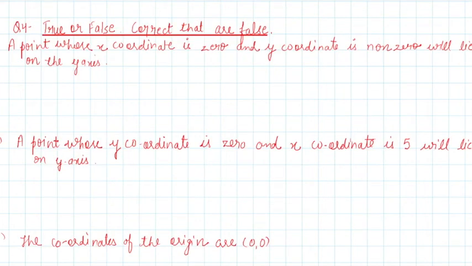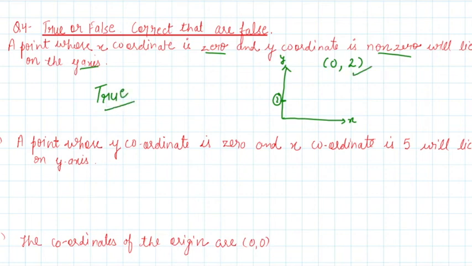And if there is any statement which is wrong or false, we have to write the correct version for that. So first is: a point whose x coordinate is 0 and y coordinate is non-zero will lie on the y-axis. If I say x coordinate is 0 and y coordinate is non-zero, let's say it's 2, now if you want to plot it, this is your x, this is your y. So 0 and 2 is somewhere here, where it is going to lie on the y-axis. So a point where x coordinate is 0 and y coordinate is non-zero, will it lie on the y-axis? Yes, it is true, because we have seen with one example also.